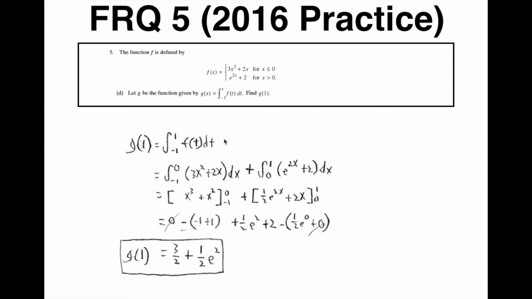Student 1 does a perfect job. She writes g of 1 equals the integral from -1 to 1 of f of t dt, and splits that integral into 2, because the rule is going to be different from -1 to 0 as it will be from 0 to 1. If you dodge that bullet, then probably everything else is easier. The integral of 3x squared plus 2x is x cubed plus x squared, and the integral of e to the 2x plus 2 is 1/2 times e to the 2x plus 2x. And when you use the fundamental theorem of calculus, you reach the answer given here.